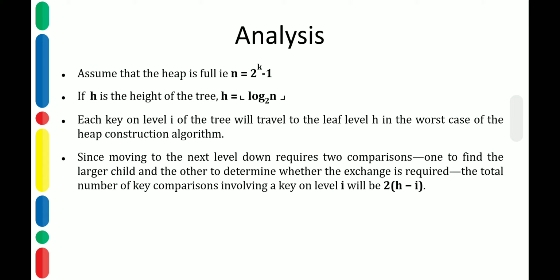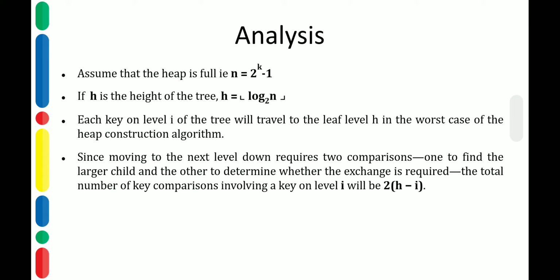So every time we consider a key which is at level i, this key is nothing but the parental node. If it doesn't satisfy the parental dominance, it will be moved downwards by repeatedly exchanging it with the largest child. So every key on level i of the tree will travel to the leaf level. The leaf level is the bottommost level, and what is the value of it? It will be equal to h in the worst case.